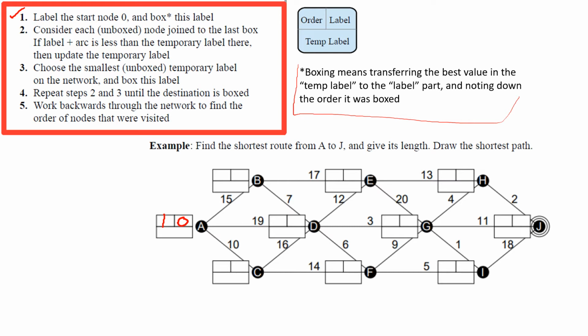The label for A was 0, and we're going to add the arc that takes us to B or C or D. To take us to B is a 15 arc. 0 plus 15 gives you 15. There's nothing written in the temporary labels already, so we're just going to write down 15. We're going to do the same for D and C. For D, 0 plus 19, and for C, 0 plus 10. So that's our step 2 there.